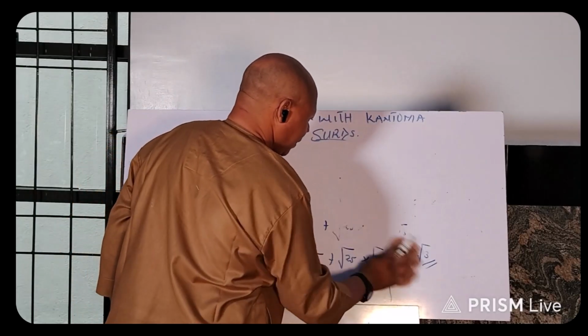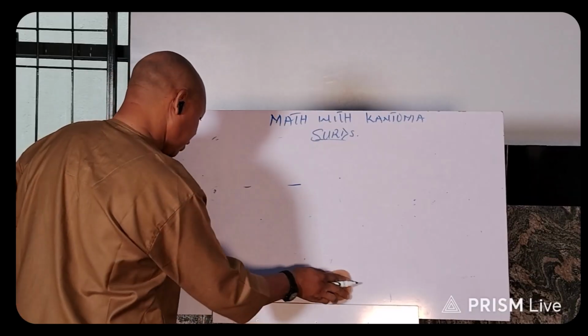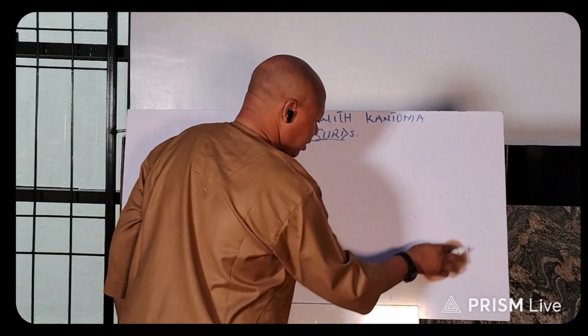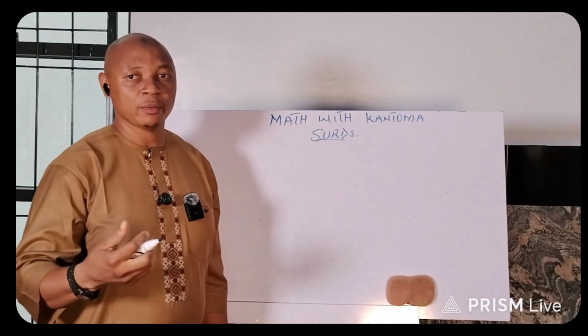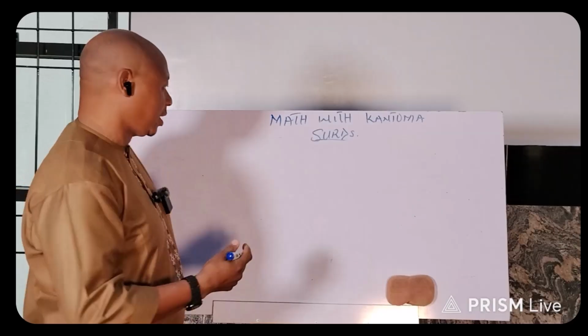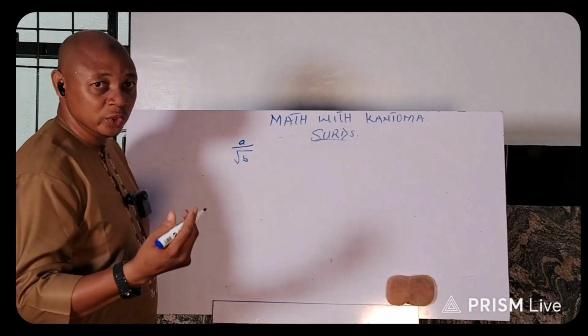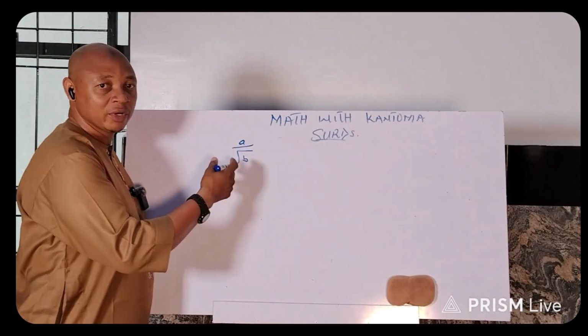Now, after looking at this, we will have to look into the conjugate of a surd, or rationalizing the denominator, before we take in conjugate. If we are rationalizing the denominator, it means removing the irrational numbers from the denominator. For example, if I have a over root b, and I'm asked to rationalize this value, to rationalize this value means to remove the irrational number from the denominator.